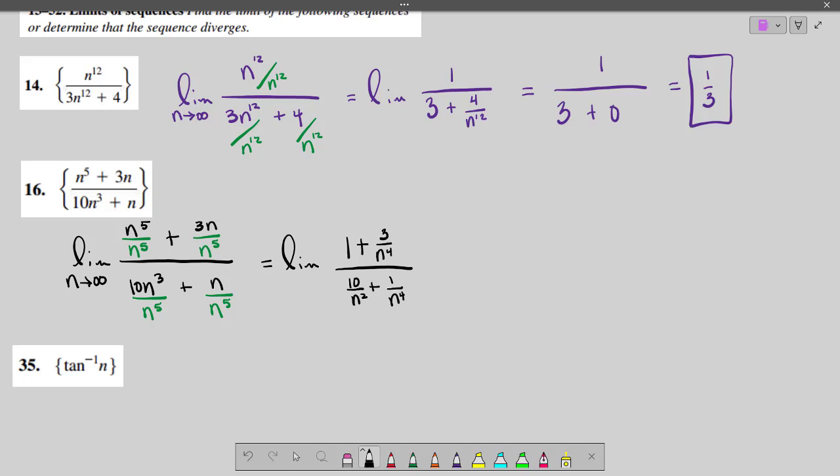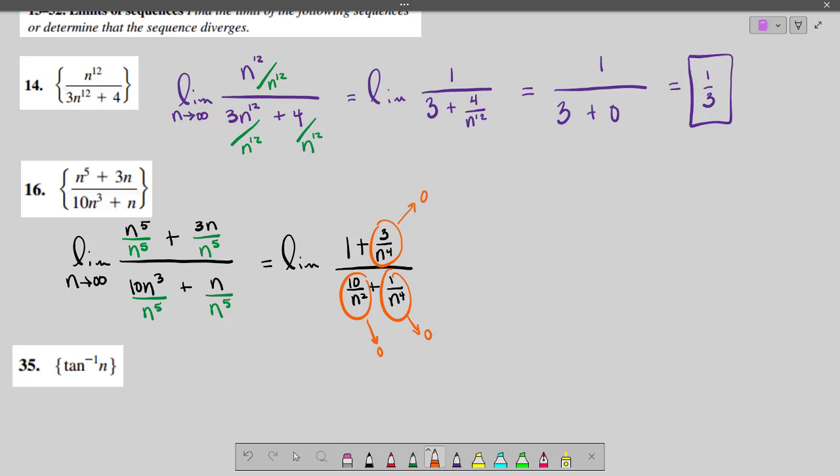Okay, so where does this fraction go? 3 over n to the 4th as n goes to infinity. 0. And do you agree both of these are going to 0 also? Yes.